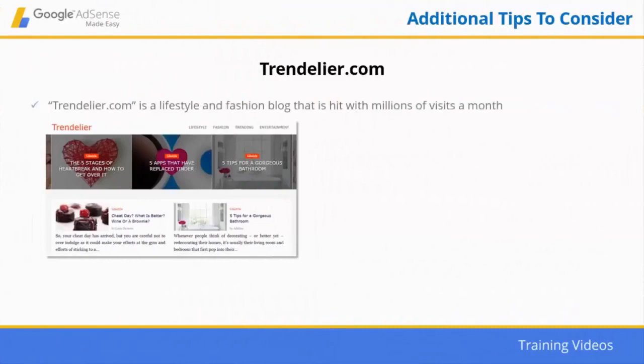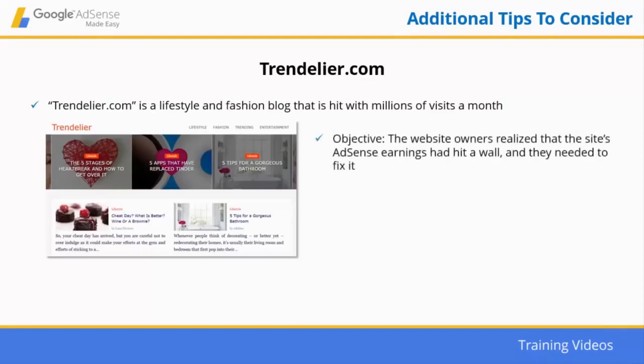Trendalier.com. Trendalier.com is a lifestyle and fashion blog that is hit with millions of visits a month. Objective: the website owners realized that the site's AdSense earnings had hit a wall, and they needed to fix it.